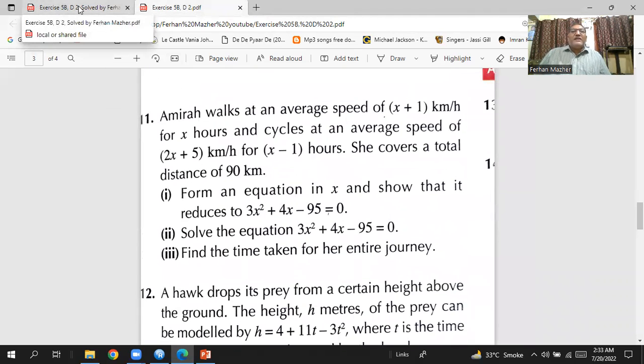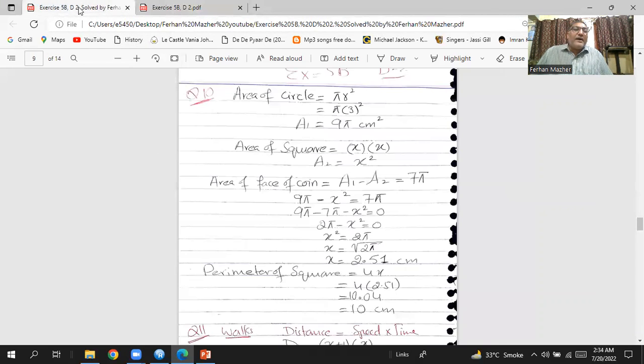Okay, so this is question number 11 coming up on your screen. It says, Amira walks at an average speed of x plus 1 kilometer per hour for x hours and cycles at an average speed of 2x plus 5 kilometers per hour for x minus 1 hours. She covers a total distance of 90 kilometers. Form an equation in x and show that it reduces to 3x squared plus 4x minus 95 equals 0. Solve the equation 3x squared plus 4x minus 95 equals 0 and find the time taken for her entire journey.